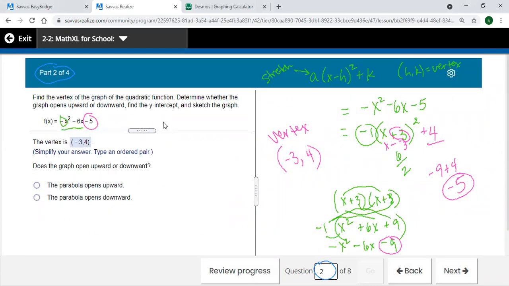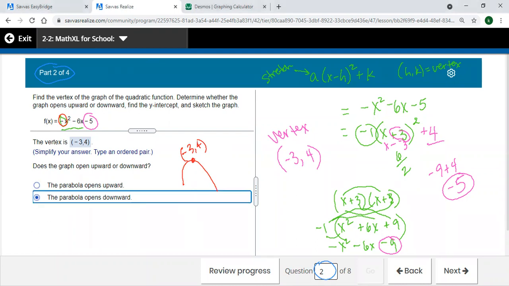And then this one's an easy part because of the negative in front of the x squared. That means it's a parabola opening down. Again, our vertex was at -3, 4, and it's opening down. Check that. We're doing good there.